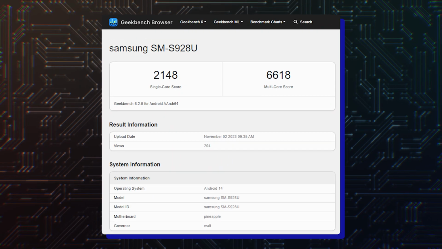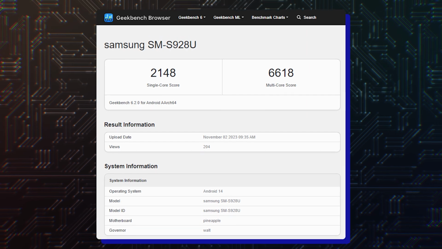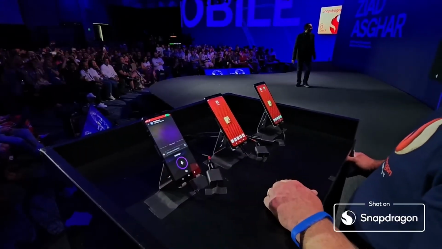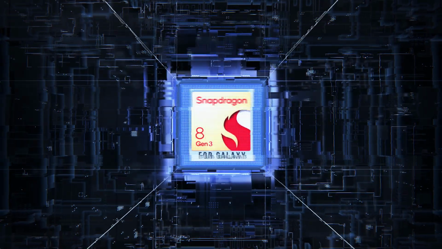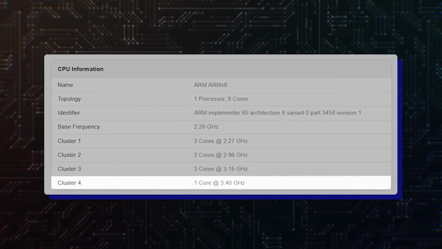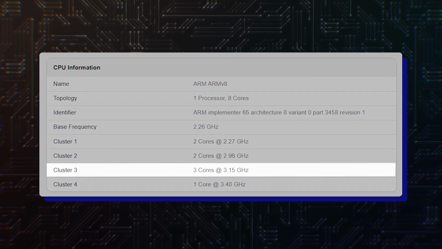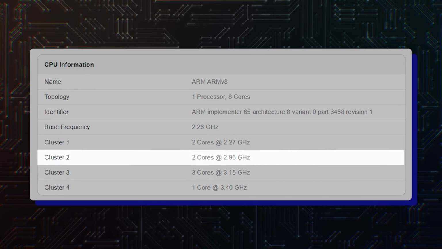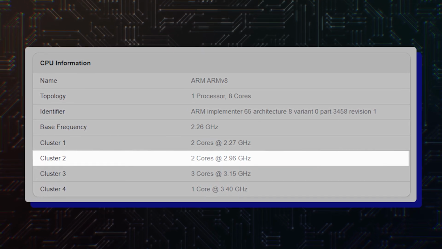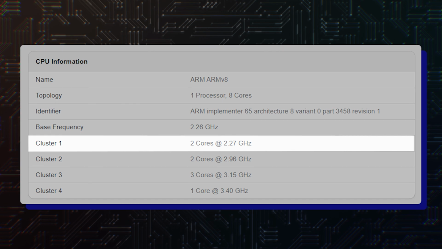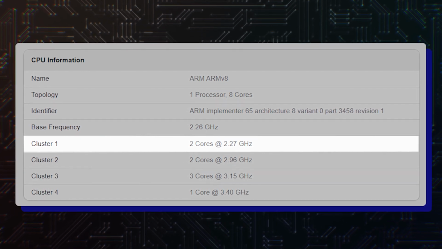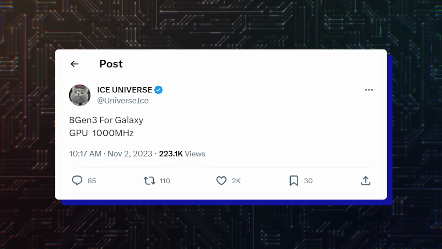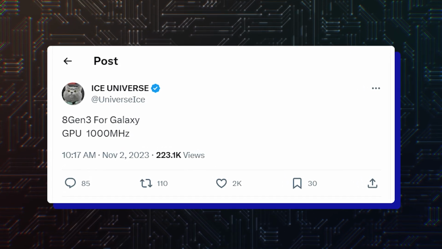It has been spotted on Geekbench's database, revealing more details about how it is different than the stock Snapdragon 8 Gen 3 chips that other brands will use. The Snapdragon 8 Gen 3 for Galaxy has one Cortex X4 CPU core clocked at 3.4 GHz, three Cortex A720 CPU cores clocked at 3.15 GHz, two Cortex A720 CPU cores clocked at 2.96 GHz, and two Cortex A520 CPU cores clocked at 2.27 GHz. A previous report also revealed that its Adreno 750 GPU is clocked at 1000 MHz.